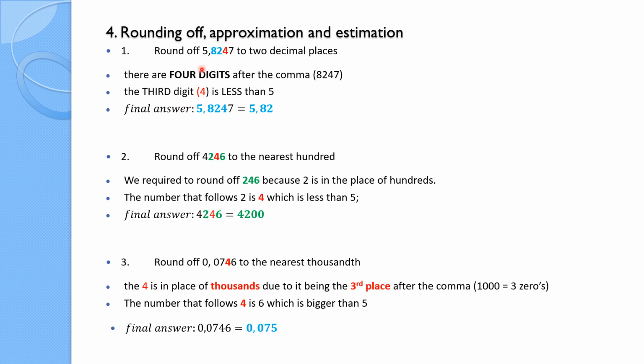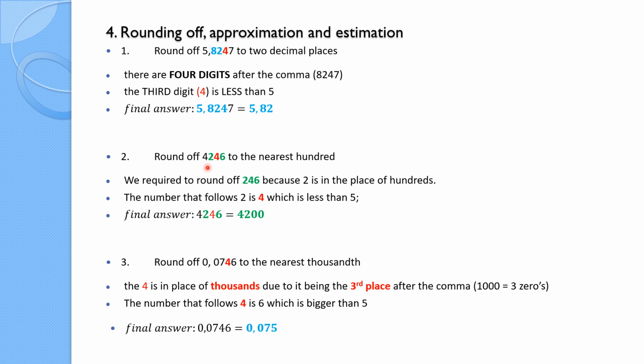Alright, so 1, round off 5.8247 to 2 decimal places. What do I mean with 2 decimal places? I want this value to read 5.8 something, based on 2 values after the comma. So here's 4 digits after the comma. The third digit there, as you can see in the red, is 4. That value in itself is less than 5. So if that's less than 5, it doesn't change the first 2 decimals. So therefore, 5.8247 simply stays 5.82.